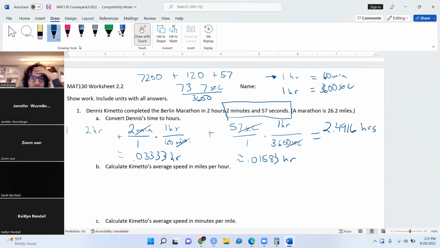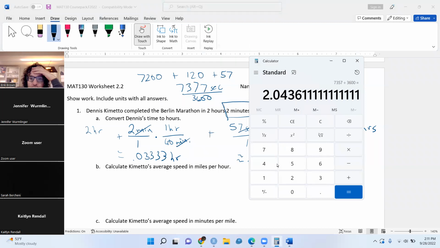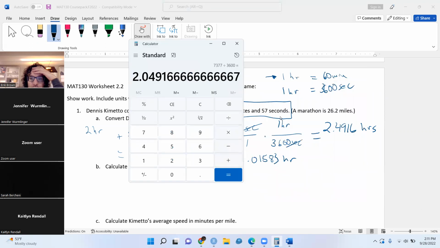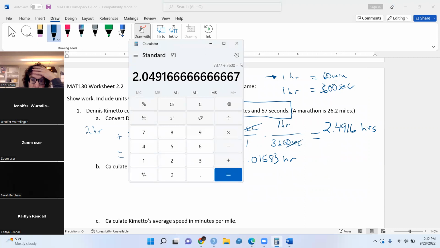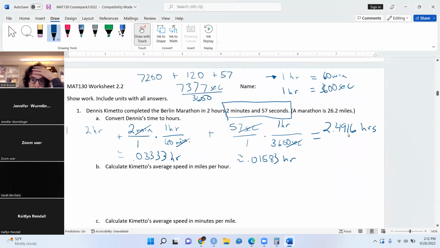Third try is a charm. Swoop. 2.0491666666666 forever. Yes. So technically, if you rounded to 5 decimals, it should be 17. Because I rounded earlier, so this answer is more accurate. Because I rounded these numbers, my 6 stays a 6. Doesn't particularly matter. We've got hours.